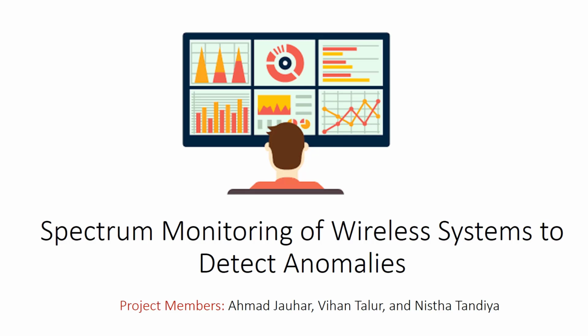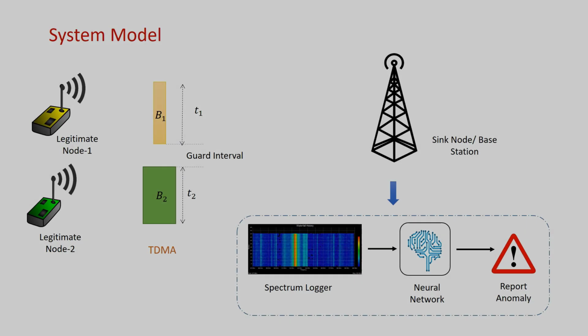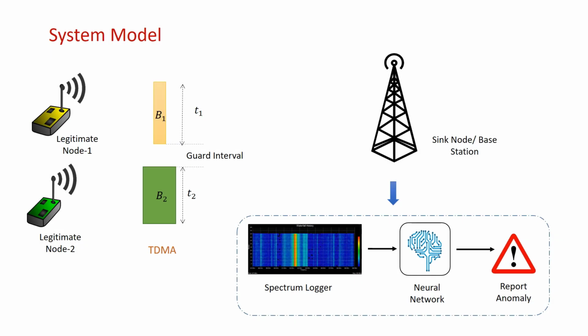This video is a record of a class project for the Advanced Machine Learning course at Virginia Tech. The goal of this project was to develop an automated solution to enable spectrum monitoring of wireless systems. The system model consists of two legitimate nodes, which are time-sharing a channel with the same center frequency, but they have different bandwidths. There is a sensor node, which is collecting spectrum information on these two nodes, as well as any jammers that are present in the system.